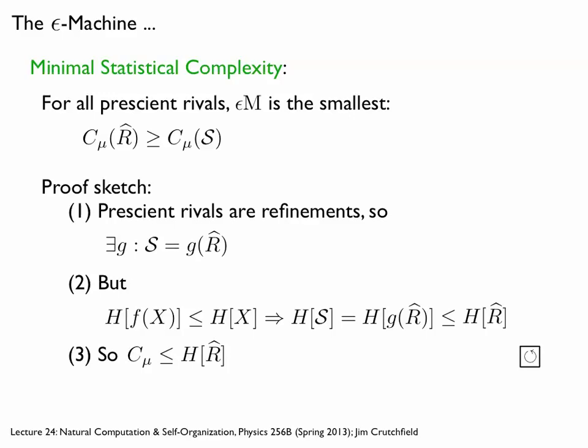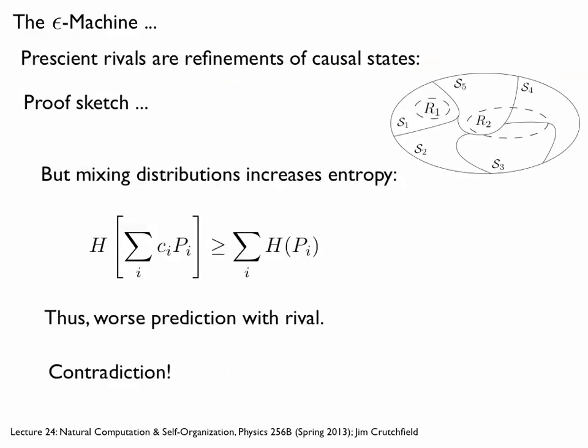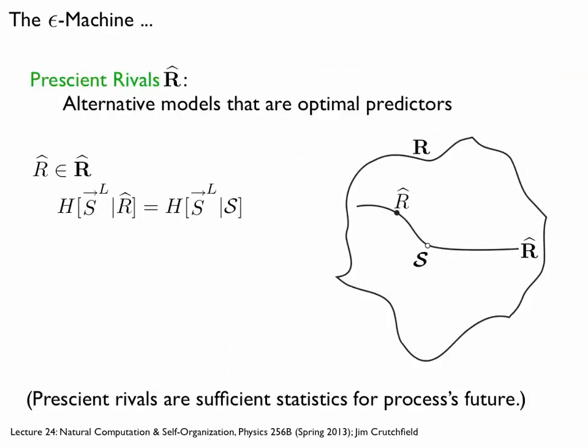So the epsilon machine size, the statistical complexity, or the state information it has, is less than or equal to that of any other equally predictive model. So within that subspace, these are all the equally predictive prescient rivals. This one, the epsilon machine, is the smallest.